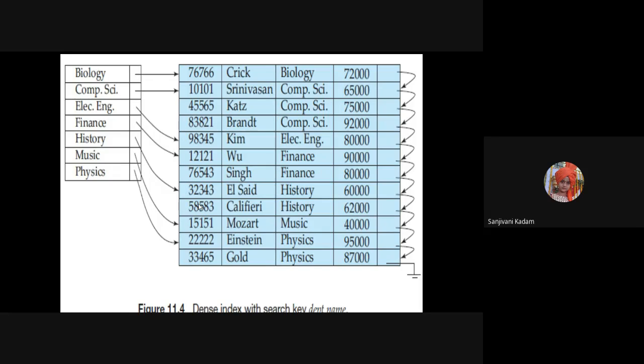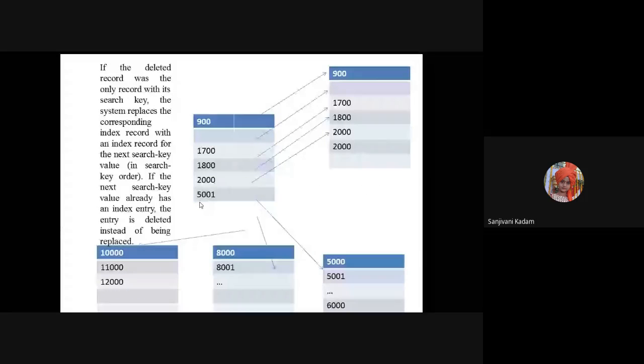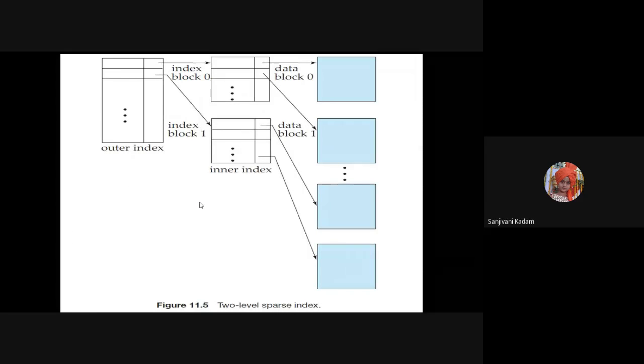This we have seen, and also how to update it. Again, we have seen multi-level indices, where there are multiple levels of indices. Whenever the file size grows very large, it is difficult for us to access the complete records sequentially.